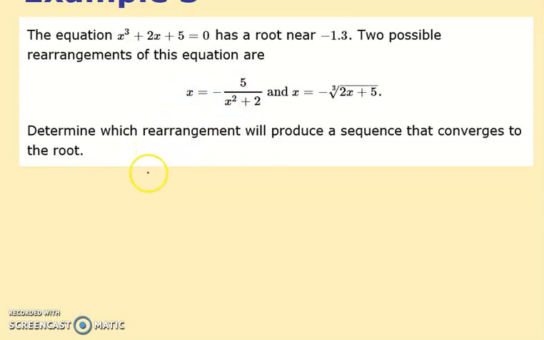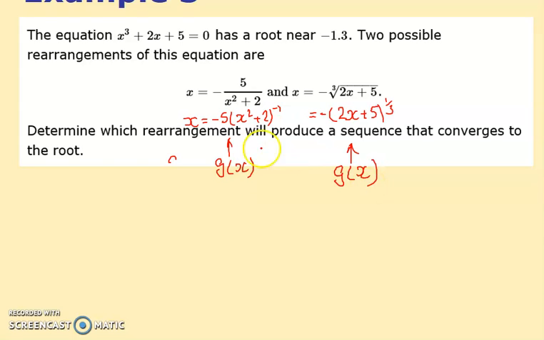But in order to do this, I'm going to think of this one as x equals minus 5 lots of x squared plus 2 to the power of minus 1. And this one, of course, is minus 2x plus 5 to the power a third. Now what I need to do, now this is effectively giving me a g of x for the first one, and this is another g of x for the second one.